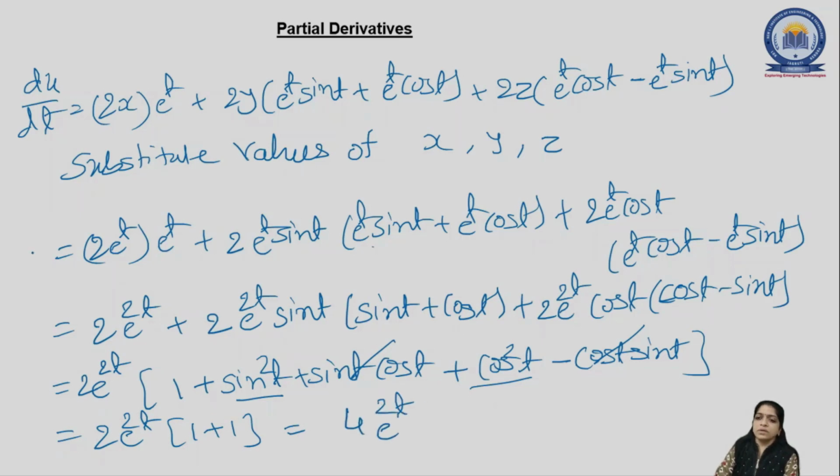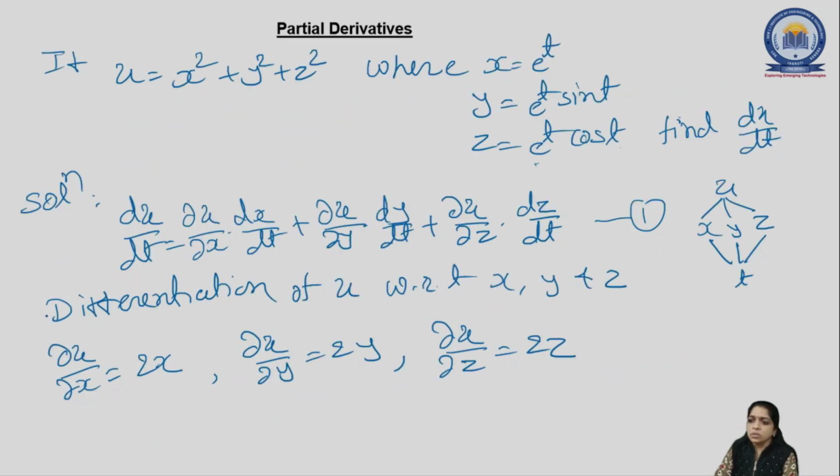So this is the total derivative of the given function of u with respect to t. Okay.